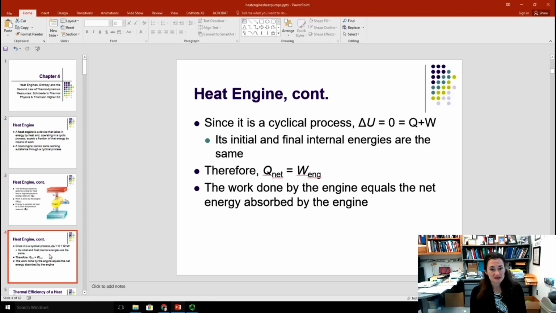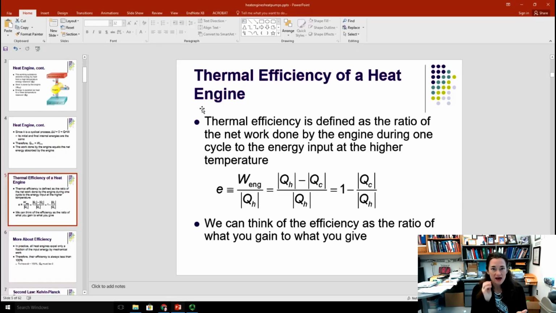So what that means is that the net heat that is experienced is equal to the magnitude of the work done by the engine. These are magnitudes, okay? So any work done by the engine equals that net energy absorbed by the engine. We're going to use that to figure out what the efficiency is.